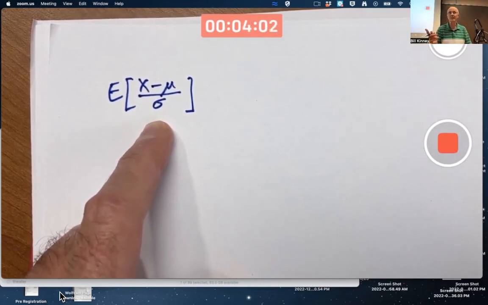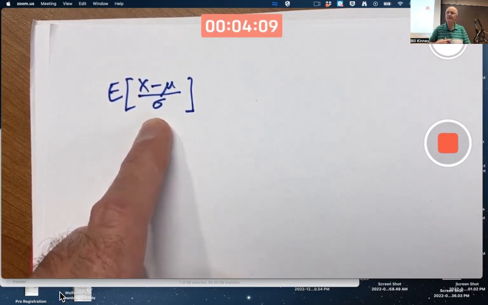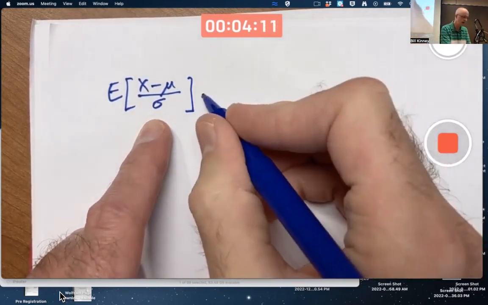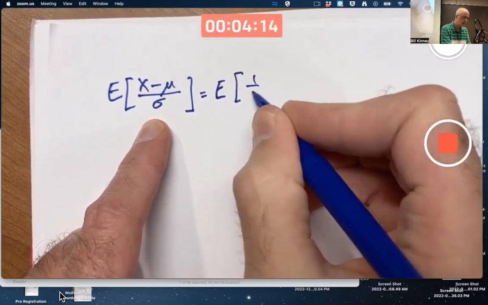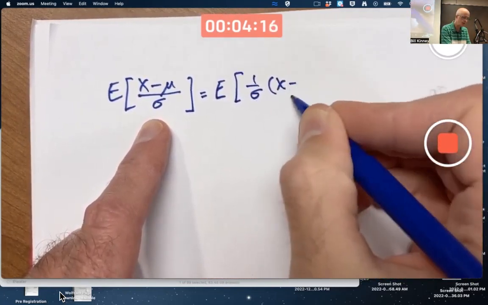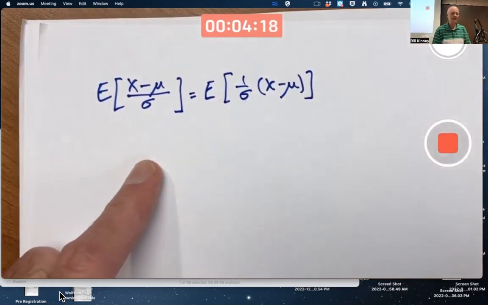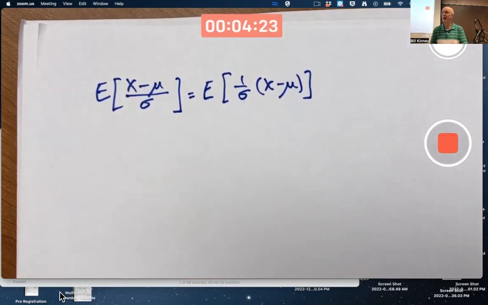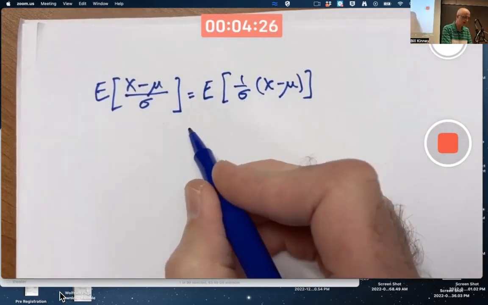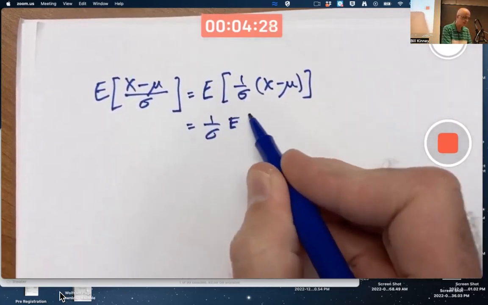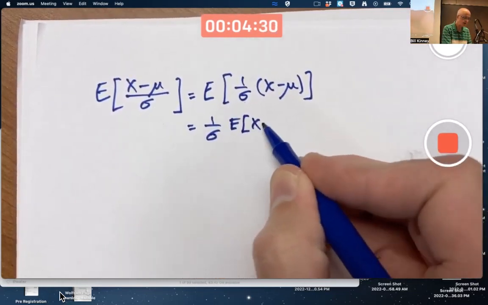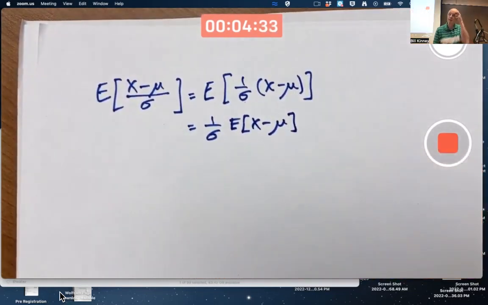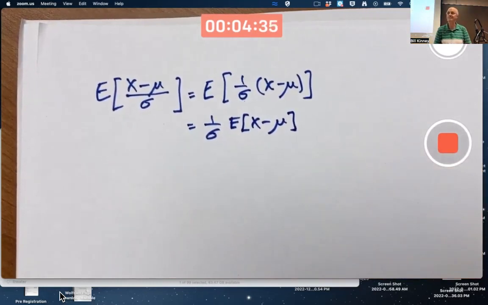Dividing by a number, maybe you don't think about this much. Dividing by a number is the same as multiplying by the reciprocal of the number. Dividing by sigma is the same as multiplying by 1 over sigma. We can write it this way to make that more explicit. So that's a constant multiple of a random variable. One of the linearity properties of expected value said you can factor out that constant multiple like this. So 1 over sigma, being a constant multiple, can come in front of the expected value like that.